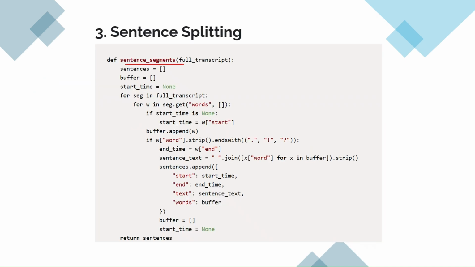Next function is sentence segments. So what we are essentially doing is splitting the entire transcript based on full stops, exclamation, question marks. Essentially each sentence should be split up into its own segment separately. And we put all of that into this JSON object: start timestamp, and the text words.